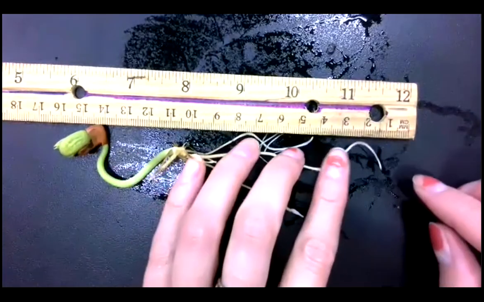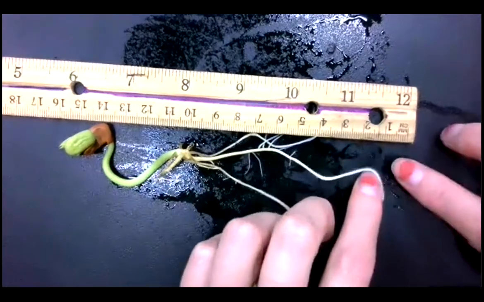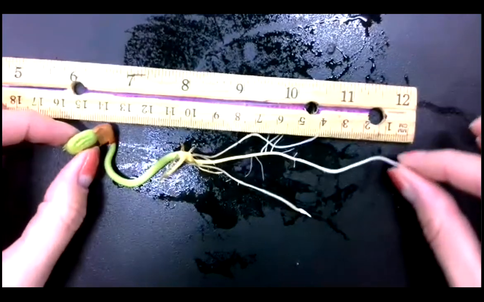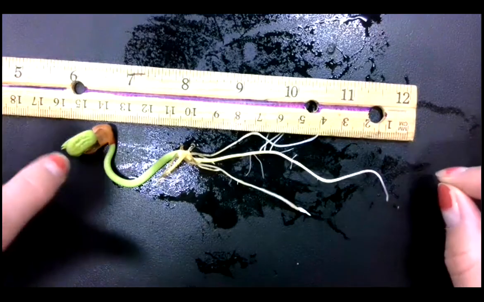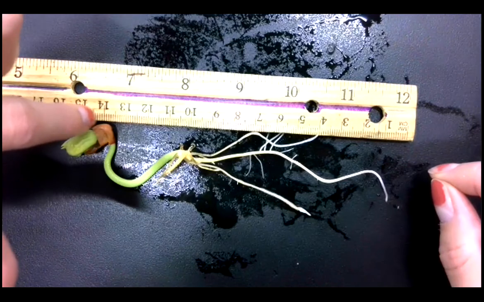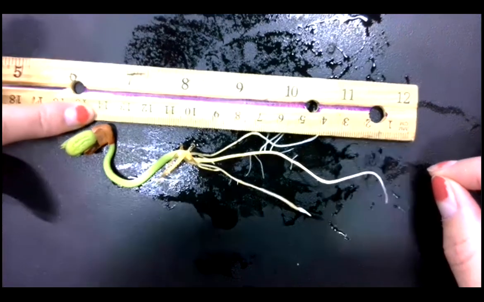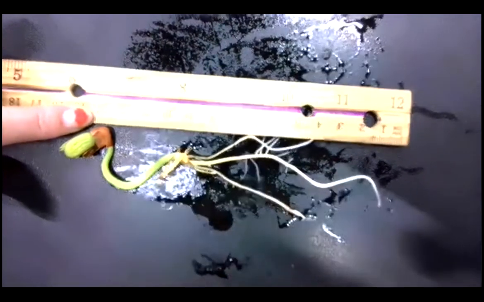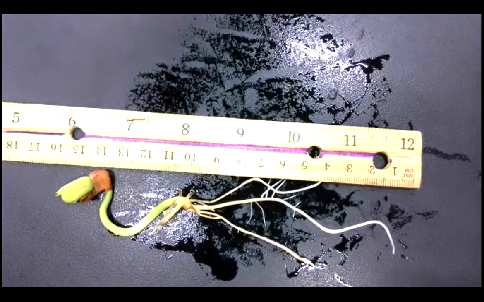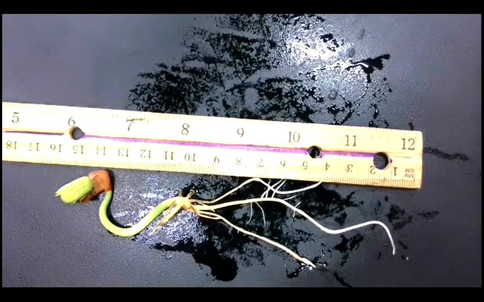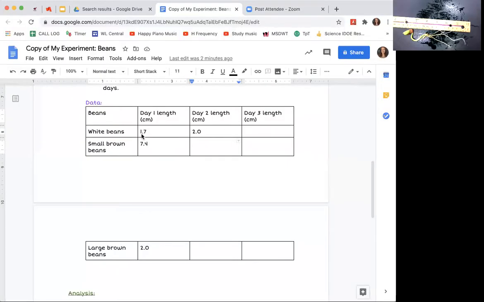Wow, it's really growing. Okay, so if I stretch it out like that, the end of the root is about right here. So we'll say that's about 14.3, about 14.3. So that is definitely the most growth. 14.3 centimeters, wow. Okay, now we're gonna do the large brown bean.